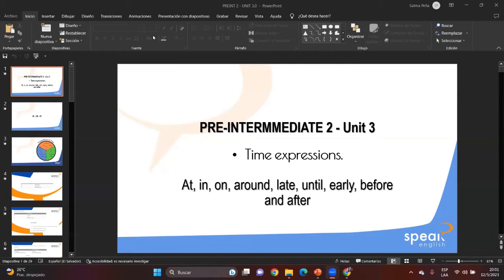Okay, guys, so today we're going to start with Unit 3, pre-intermediate 2, same, but today we start with Unit 3. If I'm not wrong, this is our second week, so you have to be at 50% on the platform.